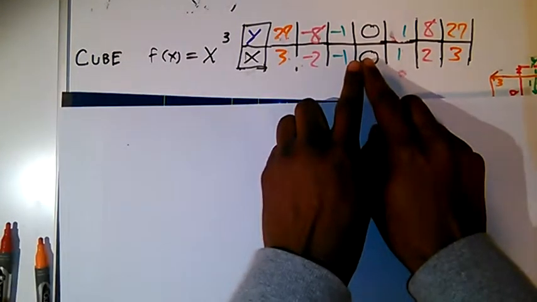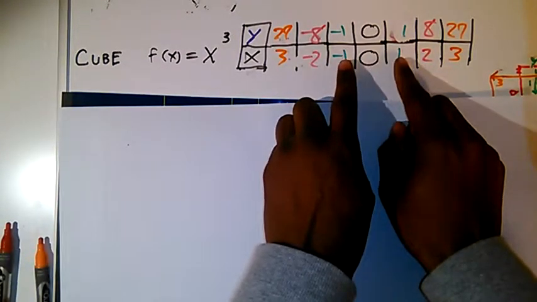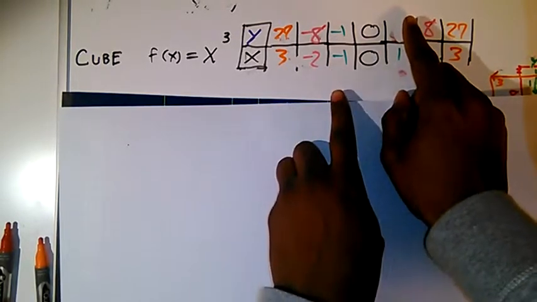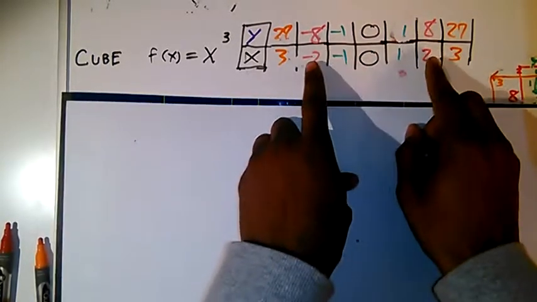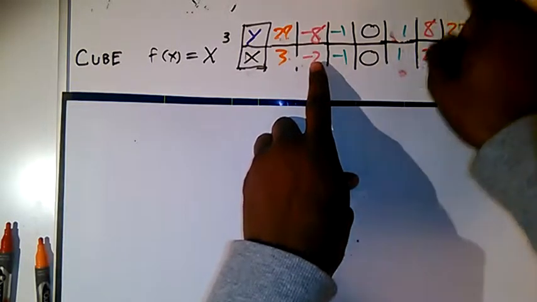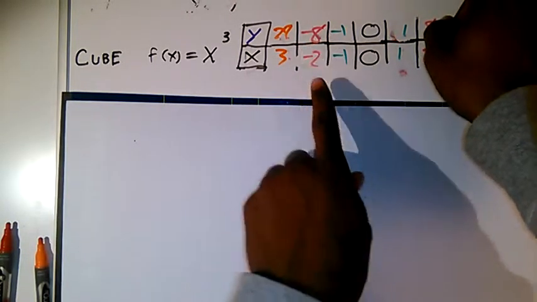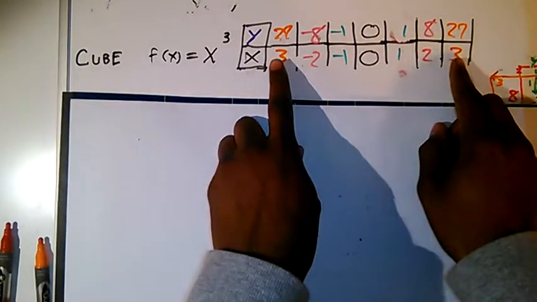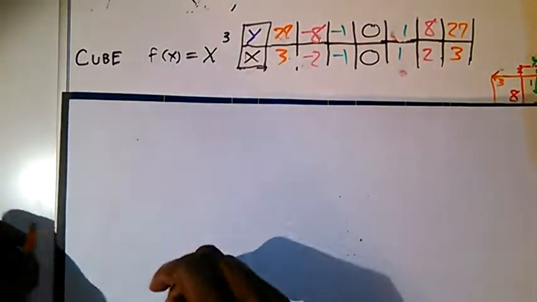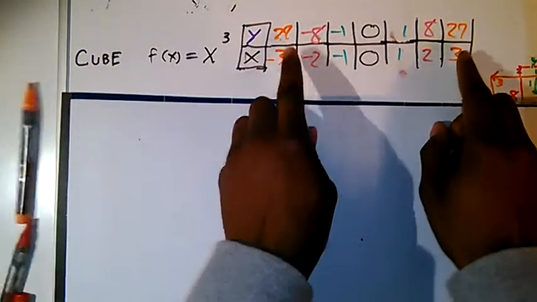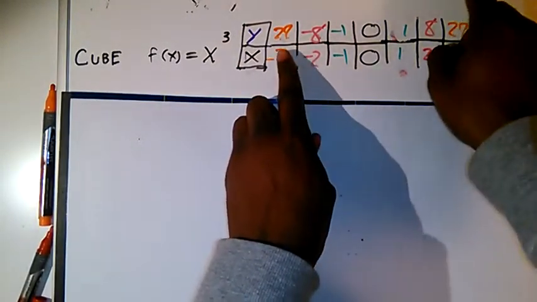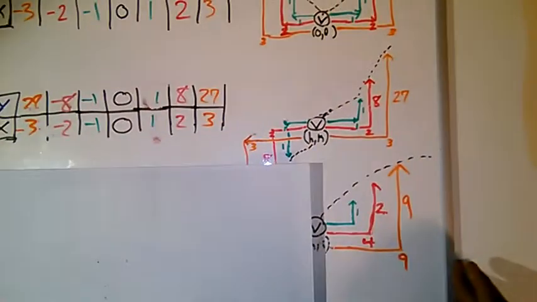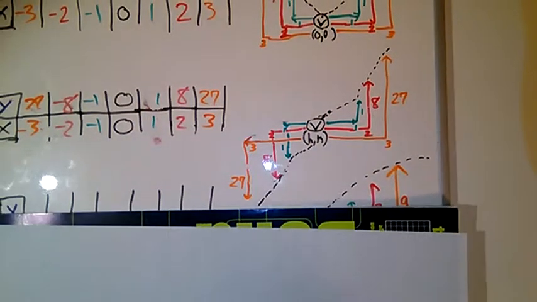We're going across once. Here on the right side, we're going up once. Here on the left side, we're going down once. And we're going across twice. Here on the right side, we're going up 8, and on the left side, down 8. Across 3, on the right side, we're going up 27. On the left side, we're going down 27. It follows this pattern right here, looking like this.